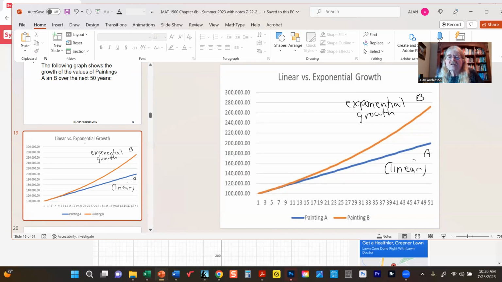And what's happening is, of course, as time goes by, the spread between them is getting wider. So obviously, B proves to be a better investment than A. And as time elapses, the gap between them will get bigger and bigger.